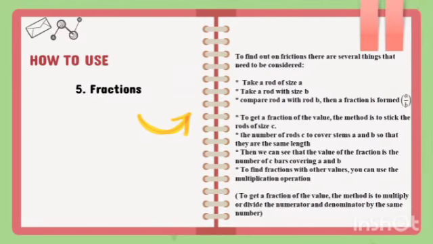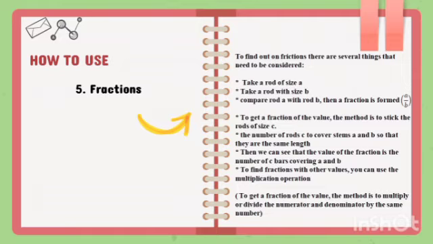Fifth, for fractions. To find the fraction, or A divided by B, there are several things that need to be considered. First, take a rod of size A. Second, take a rod of size B. Third, compare rod A with rod B, then a fraction is formed, A divided by B. Fourth, to get the value of the fraction, the method is to take rods of size C. Fifth, the number of rods C to cover rods A and B so that they are the same length.